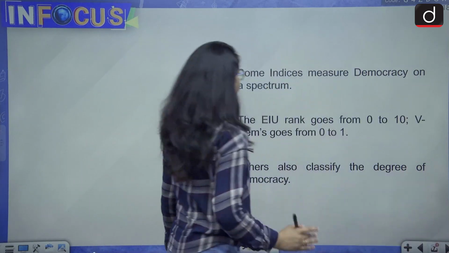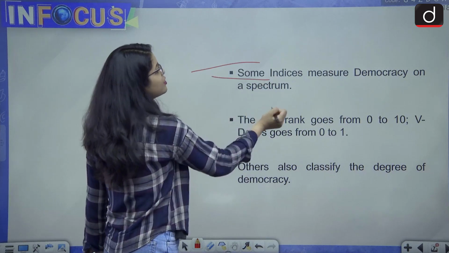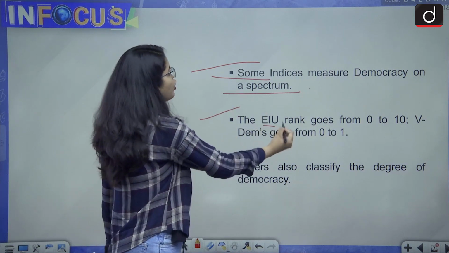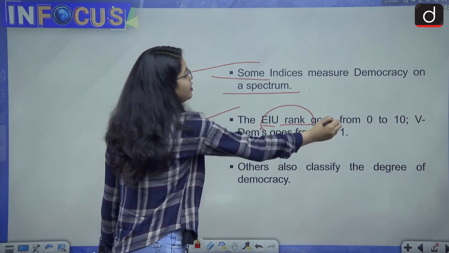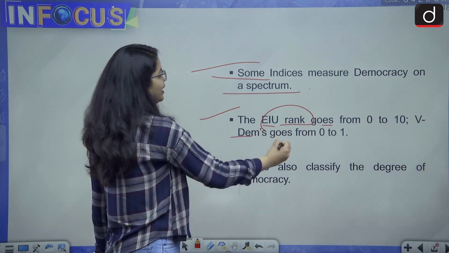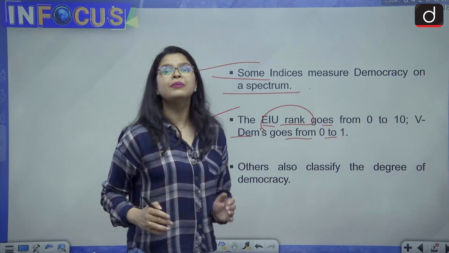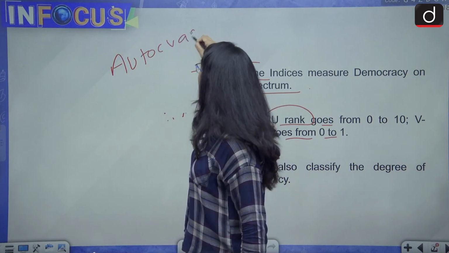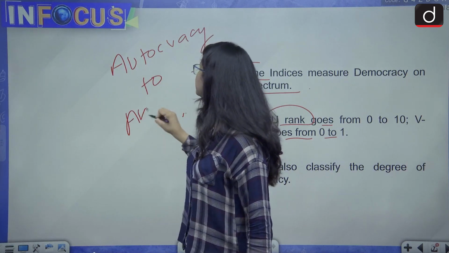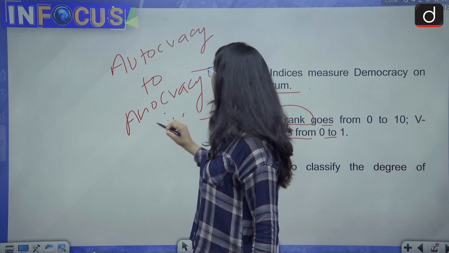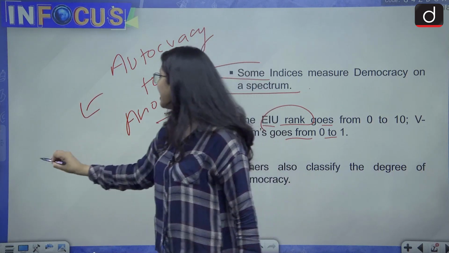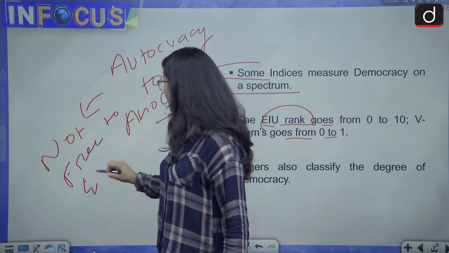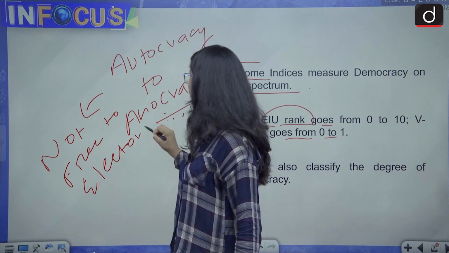Moving forward, some indices also measure democracy on a very broad spectrum. The Economist Intelligence Unit rank goes from 0 to 10. V-Dem goes from 0 to 1. Some categorize democracy from autocracy to anocracy, and some categorize it from not free to electoral autocracy.